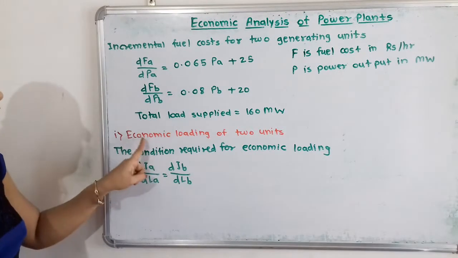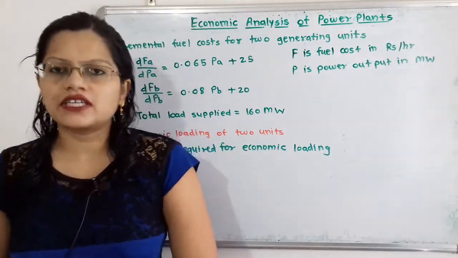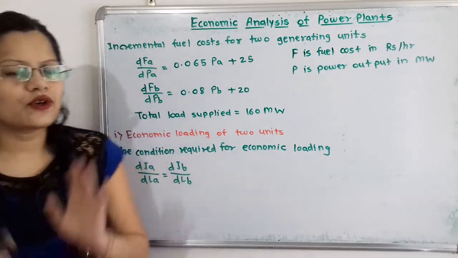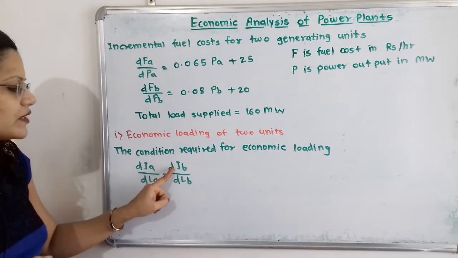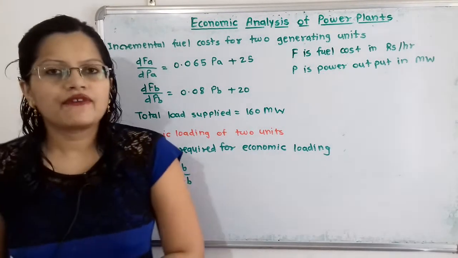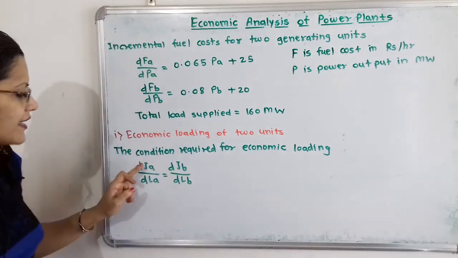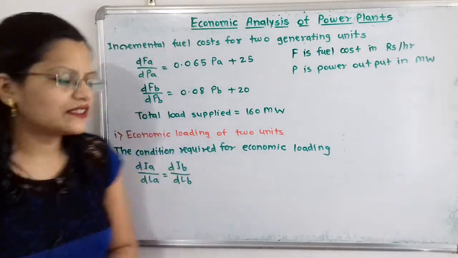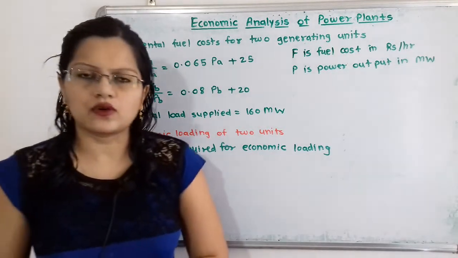We have to find out the economic loading of two units. So what is the condition that is required for the economic loading? We know that this condition is dIA by dLA, which is equal to dIB by dLB, where A and B are the generating units, and here I is known as input and L is known as output. So this is the ratio and this is the condition required for the economic loading.